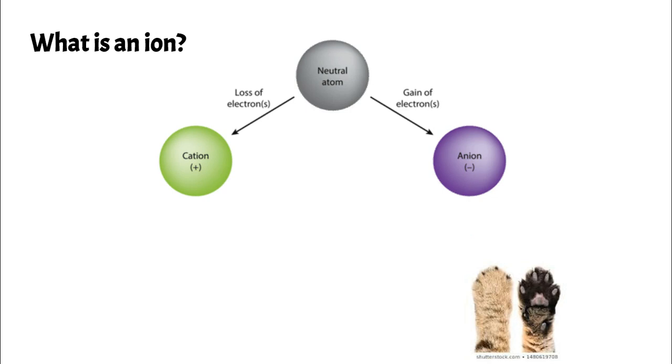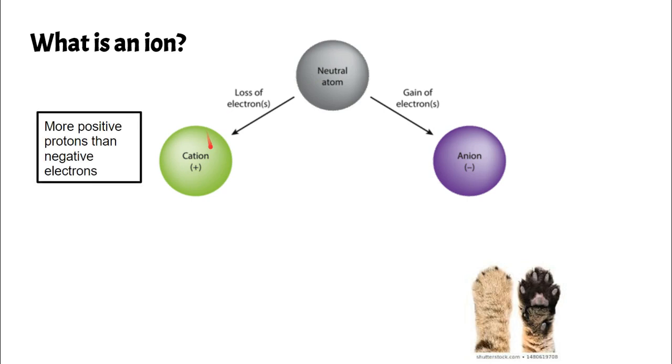So the big thing to keep in mind here is that neutral atoms with the same amount of protons and electrons can become ions by gaining or losing electrons. If a neutral atom loses a negative electron, it becomes a positive cation. If a neutral atom gains negative electrons, it becomes a negative anion. So both of these are ions. We just give them different names. If it's positive, we call it a cation. Negative, we call it an anion.